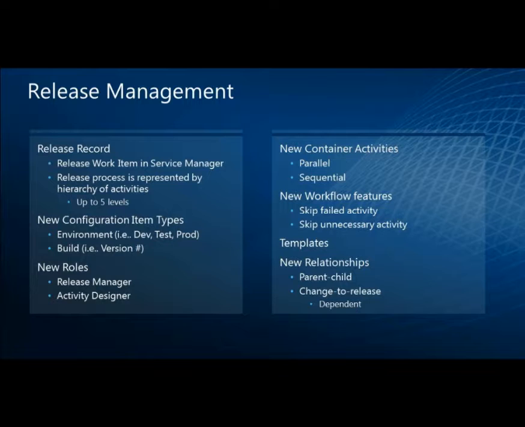We have new workflow features, allowing us to skip failed activities as well as skip unnecessary activities. We have release templates, so we can encapsulate a lot of this and standardize the types of releases that we're going to do. And we have new relationships, parent-child releases and change-to-release dependencies, that allow us to link change request activities to release activities, so that we can drive the release of multiple changes and even drive the automation associated with change requests through a release record.